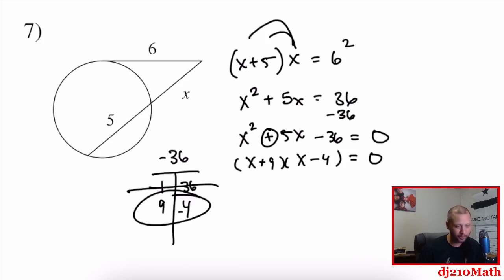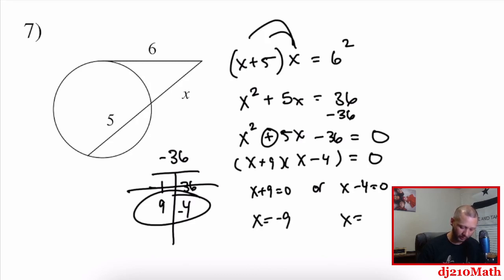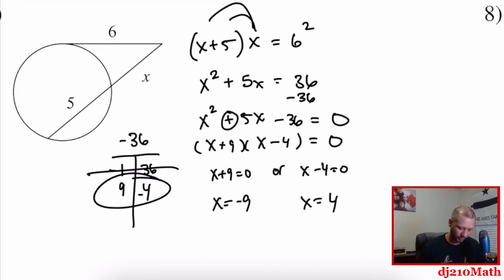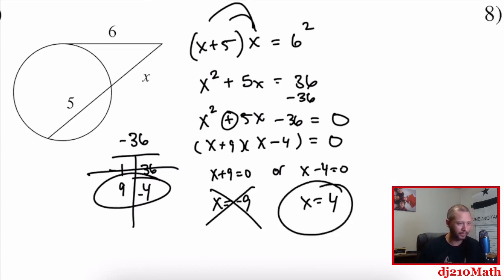So whenever we have a quadratic equal to 0, we're either going to have two solutions, one solution, or no solution. So here we have two possible solutions, right? X plus 9 is equal to 0, or x minus 4 is equal to 0. So you take the opposite. That's typically what we teach. So x is equal to negative 9, or x is equal to positive 4. Length could never be negative. So we throw away the negative one, and we keep the positive value. X is equal to 4.